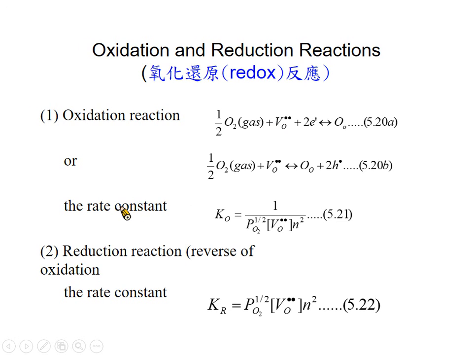So the rate constant for the first one is K sub O, where O means the oxidation, equal to PO2 to the power of one half, and then the oxygen vacancy and n squared, etc. How about the reverse reaction to the oxidation? We call it reduction. Reduction means the reaction will go to the left-hand side, so the reaction constant will be just the reverse of equation 5.21 like this.